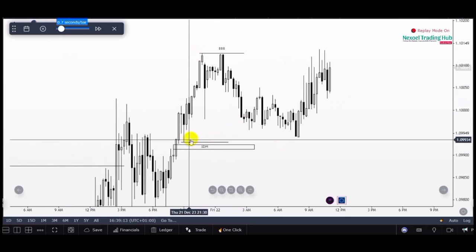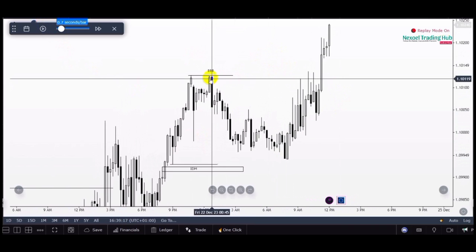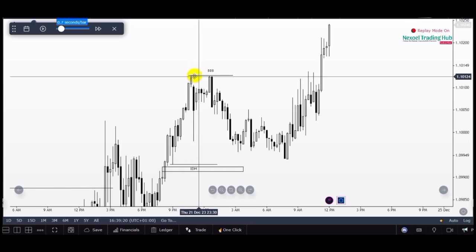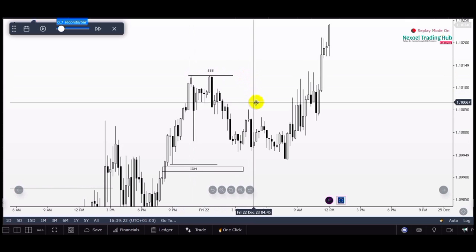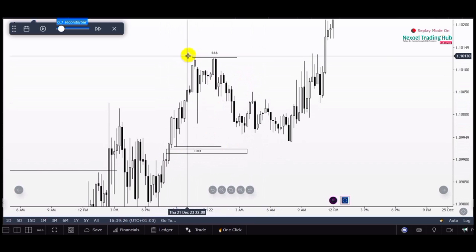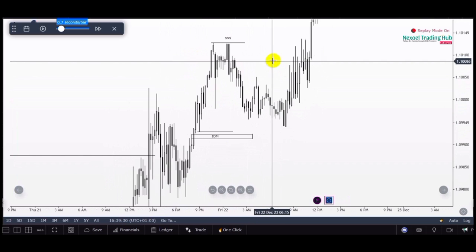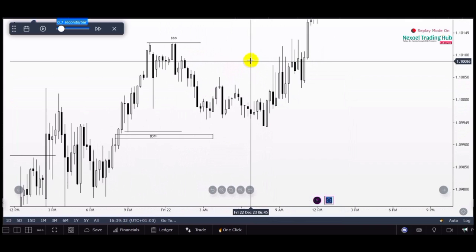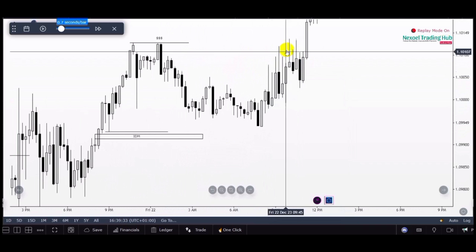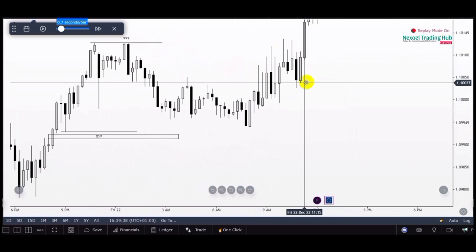Price, I've not yet rated the inducement. Okay. Now we can see that price rated this high points. So without rating our inducement, price took out this liquidity resting here. So we'll have to now look out for the inducement before the rate of this high points.